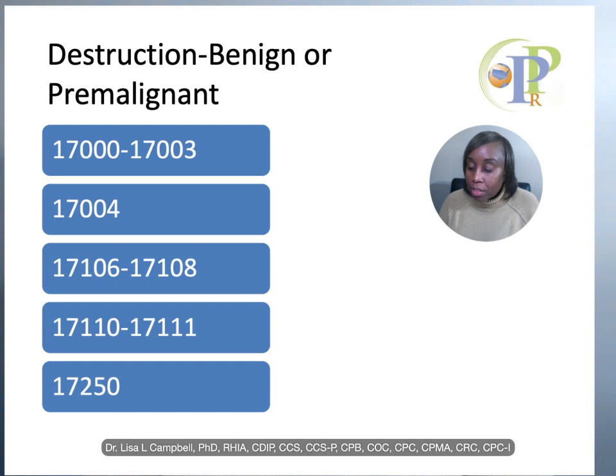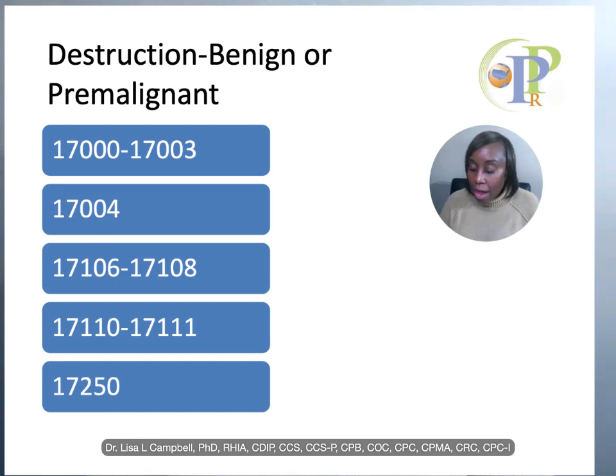So for example, 17000, this is for destruction, first lesion, pre-malignant lesion, okay? Then 17003, that's for second through 14 lesions. Watch this word, each. So second through 14 lesions, you can report a code for each lesion. You will not put a modifier 51 on those codes because these are add-on codes. Now, what happens if it's 15 or more lesions? Take a look at 17004. This is for 15 or more pre-malignant lesions.